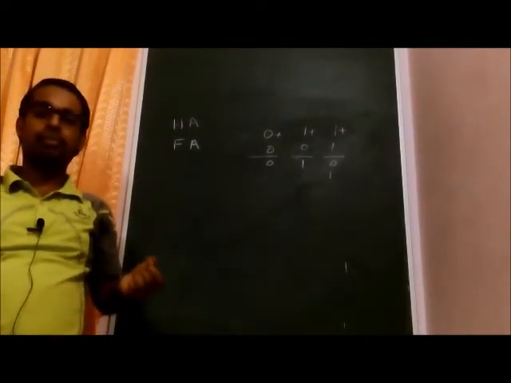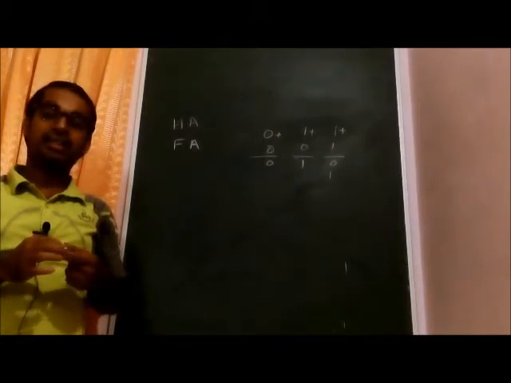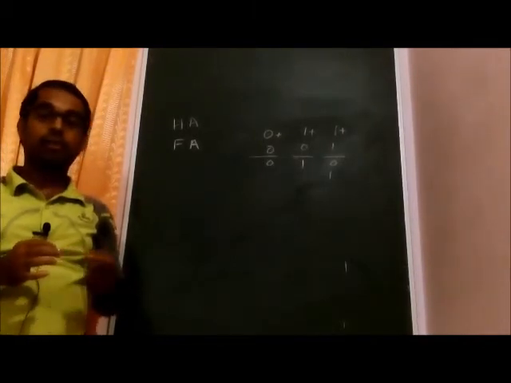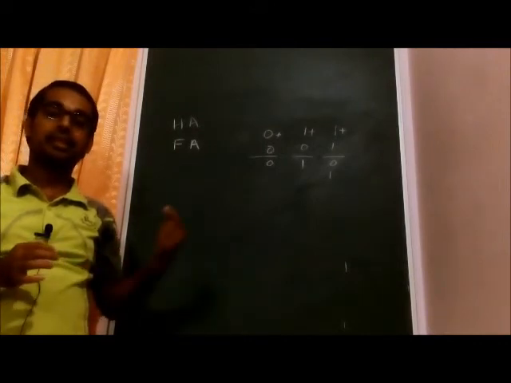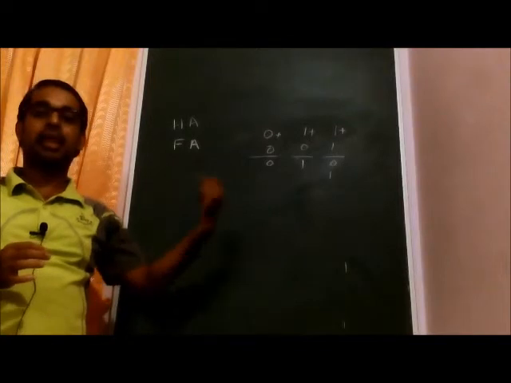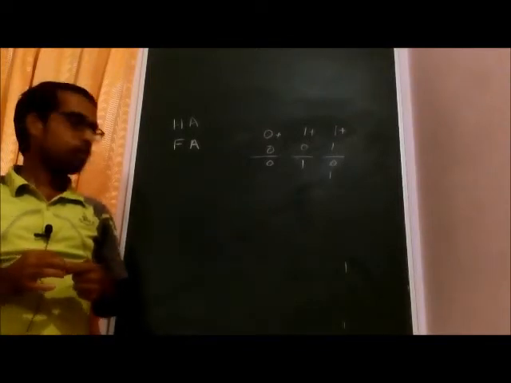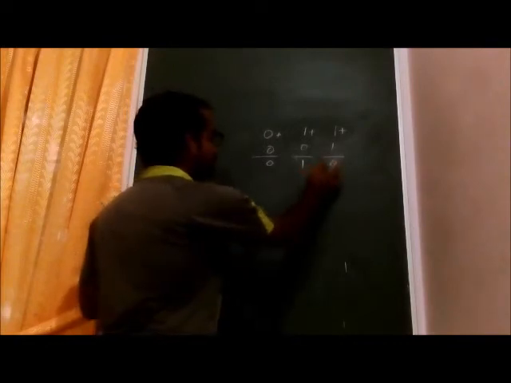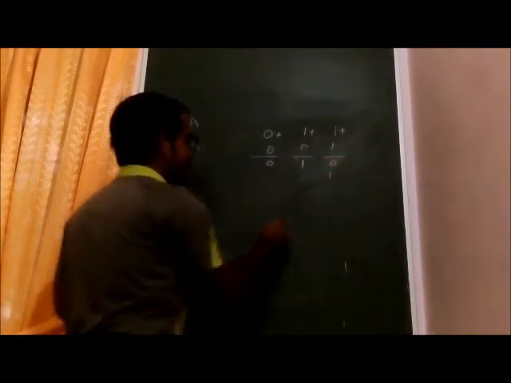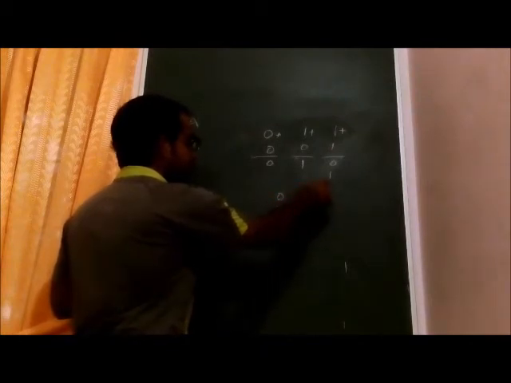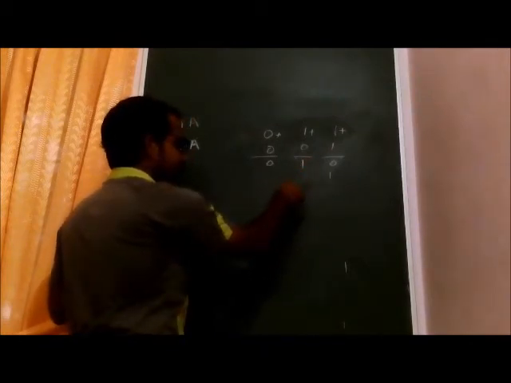In the case of a full adder, we can add 3 single bits. That means if there is a carry generated in the lower significant bit, this can be added to the next bit. For example, suppose in this case there is a carry generated. If you want to add 0, 1 and this carry, this is the next number.